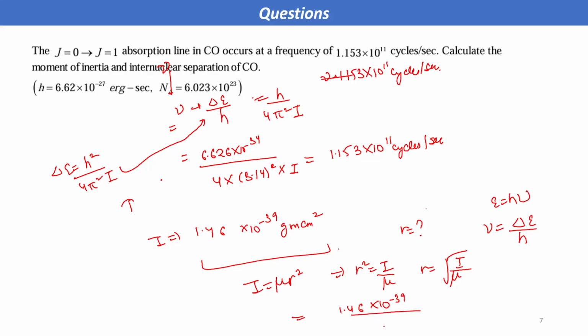And what is reduced mass? So for this we have to calculate the value of mu. The reduced mass for CO will be equal to mu of C multiplied by mu of O divided by reduced mass of C plus reduced mass of oxygen. So we know that reduced mass is 12 into 16 divided by 12 plus 16. So we have to multiply and get the number.